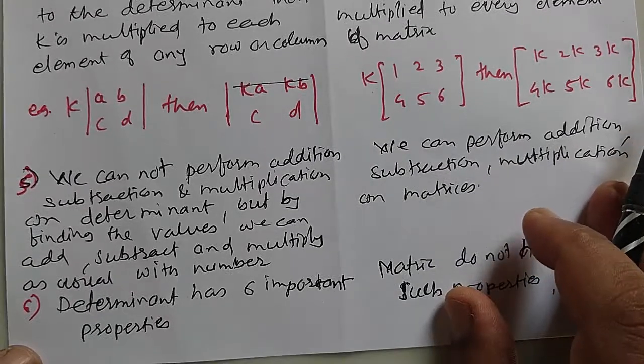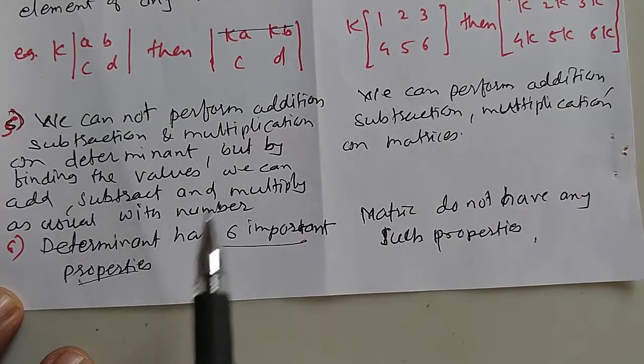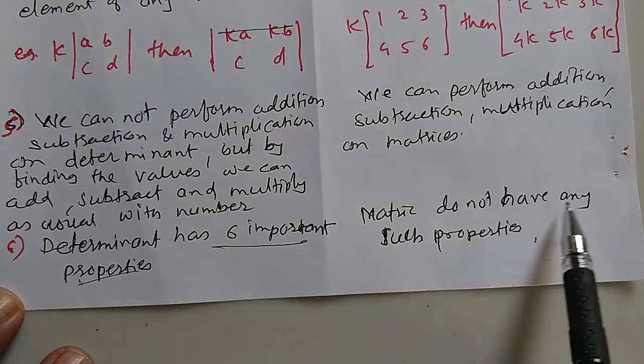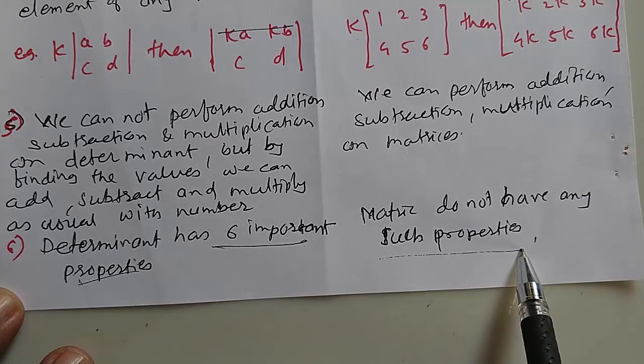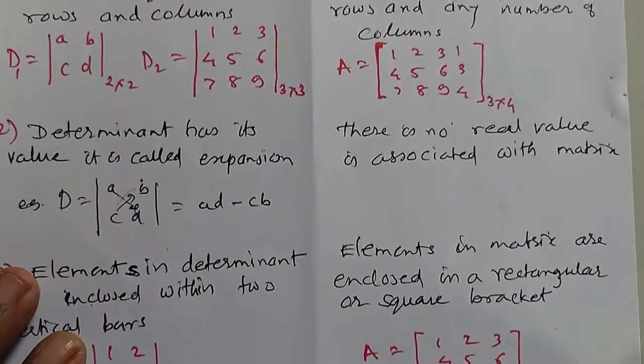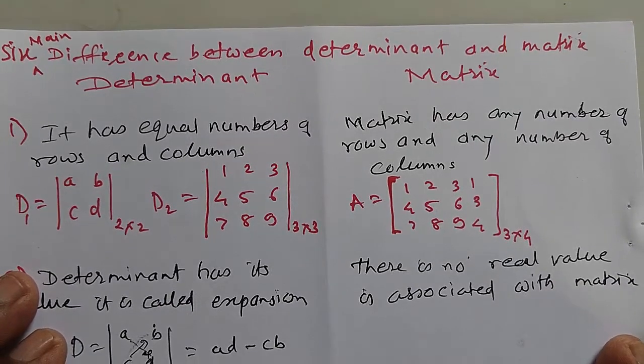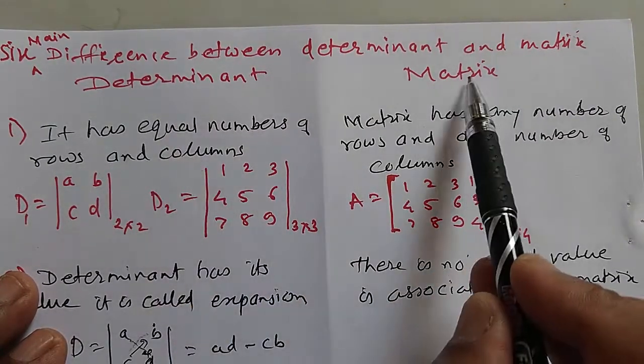And the last, final difference is that a determinant has 6 important properties. A matrix does not have any such properties. So these are the 6 important differences students should remember in the exam between the determinant and matrix.